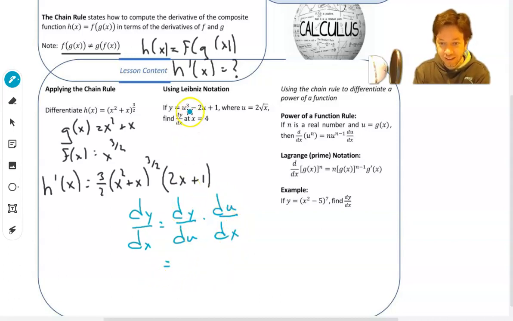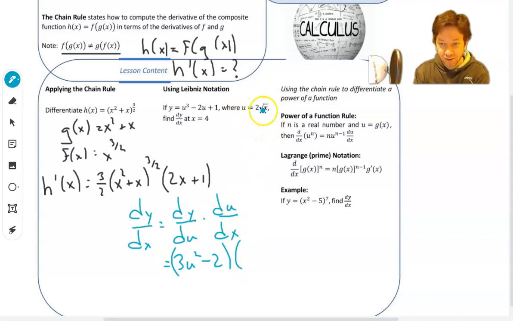So first take the derivative of y with respect to u. So u cubed is going to become 3u squared. Let's put all this in brackets. Minus 2u will become minus 2, and the derivative of 1 is just 0. Now we have to multiply that by the derivative of u with respect to x.